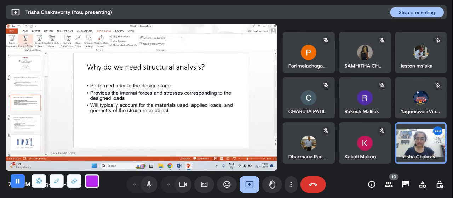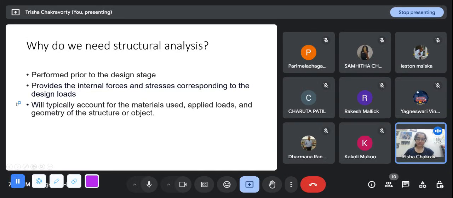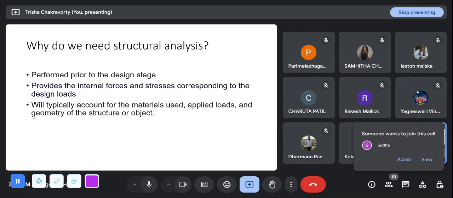And these are not just loads, they will be design loads. And these design loads are what we get from the Indian codes. The structural analysis will typically account for the materials used, applied loads, and geometry of the structural object. Now these applied loads and geometry, we generally get from outside sources. Geometry we generally get from an architectural design. The architectural drawing will have certain details that we have to work with.